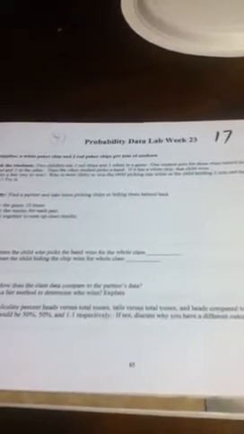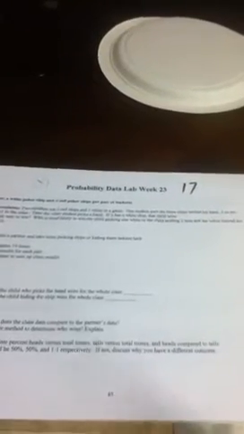Okay. Probability, week 23, or for Maplewood 2015, we are doing this week 17. It's kind of another sample set lesson.